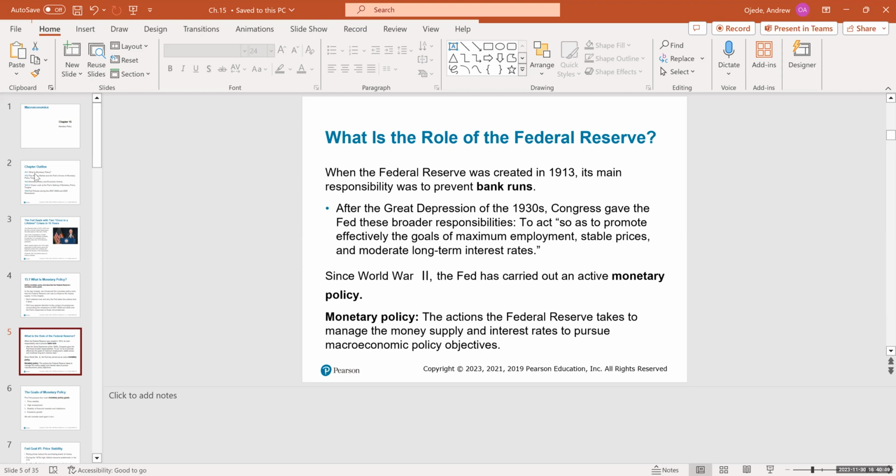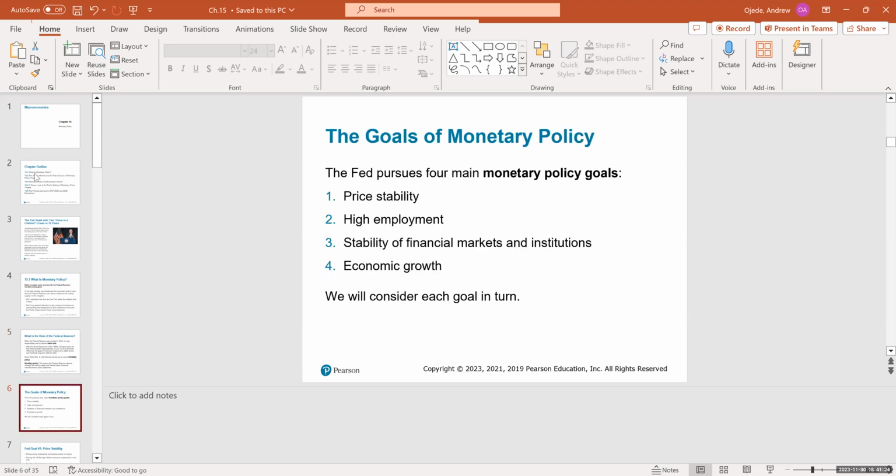After the Great Depression of the 1930s, Congress gave the Fed broader responsibilities to promote the goals of maximum employment, stable prices, and moderate long-term interest rates. Since World War II, the Fed has carried out an active monetary policy. So the question is, what is the monetary policy that the Federal Reserve or any central bank pursues? Monetary policy comprises the actions the Federal Reserve takes to manage the money supply and interest rates to pursue macroeconomic policy objectives. We will talk about those objectives, or the goals of monetary policy.